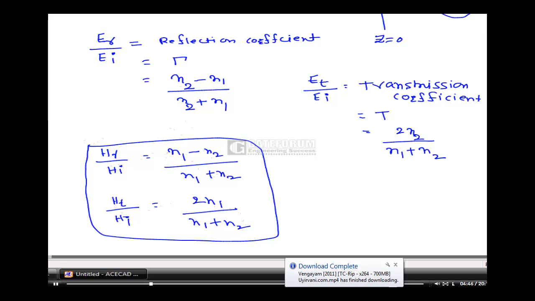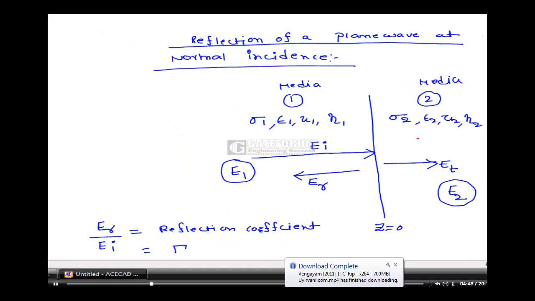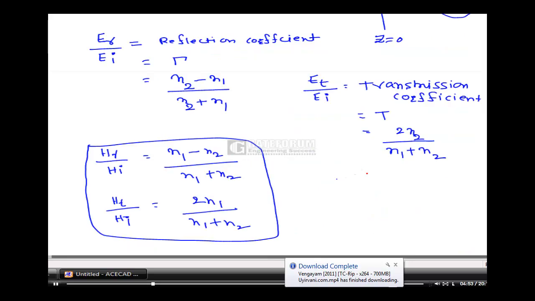One more interesting case here is, suppose medium 2 is a perfect conductor. Perfect conductor means sigma is infinite. Then what is the eta 2 value? Perfect conductor means the intrinsic impedance eta 2 is 0. Then what is the reflection coefficient tau? Tau is minus 1. The transmission coefficient is 0.